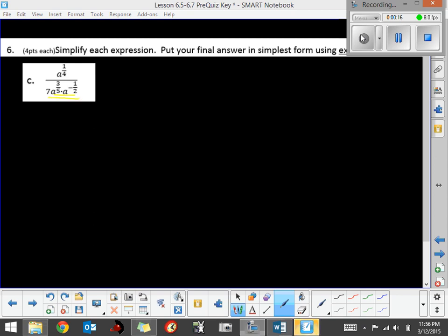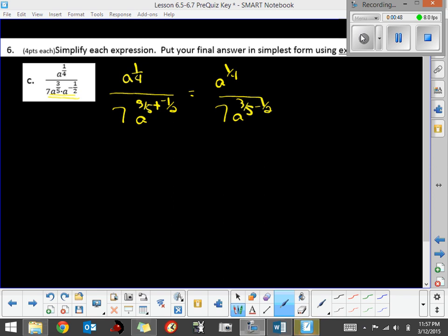When I see two like bases being multiplied together, I like to collect them up as just one base. So the first thing I'm going to do is rewrite this as a to the 1/4 over 7 times, now I want to add my 3/5 and a negative 1/2. When we multiply like bases, you add exponents, so it's 3/5 plus a negative 1/2. Or really what I have is a to the 1/4 all over 7 times a to the 3/5 minus 1/2, because it was a negative exponent down there. Instead of plus a negative, I'm just making it negative.